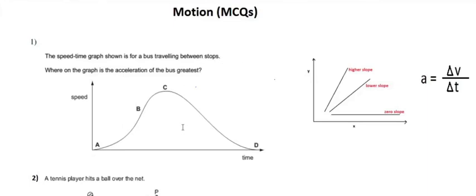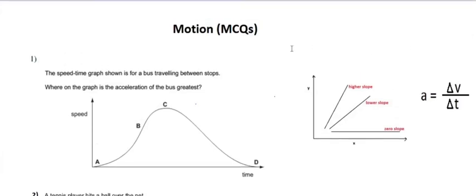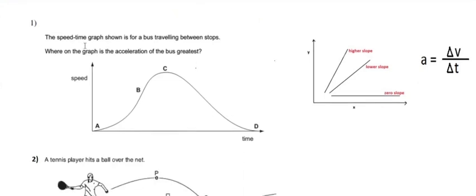Hello everyone. Now we are going to start with the MCQs of the motion chapter. You can read here question number one. The speed time graph shown is for a bus traveling between stops. Where on the graph is the acceleration of the bus greatest? Okay, so this is the speed time graph given, and we want to know what is the acceleration.